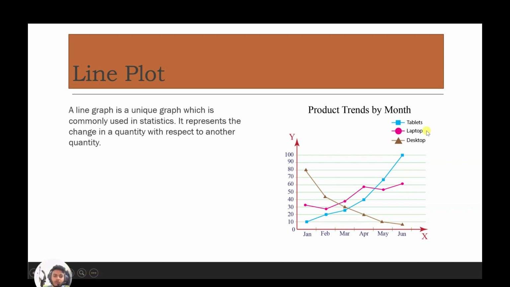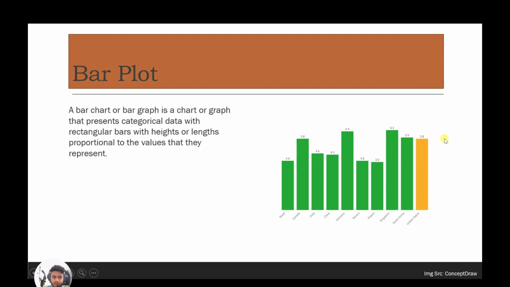Then we have the line plot. Line plot is used to represent change over time or change over quantity. For example, on the right side we have three different products: tablet, laptop and desktop. As we can see, for tablet and laptop the growth over time is increasing, and for desktop the growth over time is decreasing. This is because nowadays people use tablets and laptops more than desktops. So we can make sense of this: the sale of tablets and laptops is increasing, so we should be focusing more on manufacturing these two products, not the desktop.